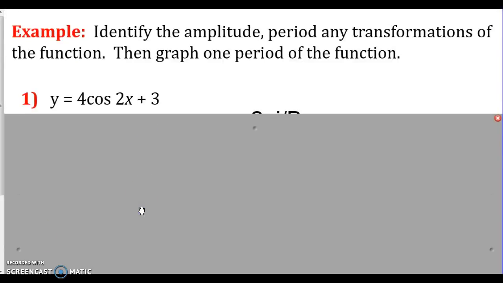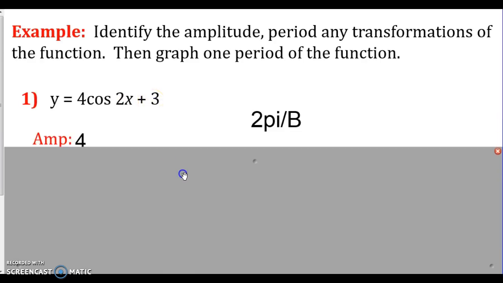So we're going to use the function 4 cosine 2x plus 3. We need to identify the amplitude, period, and any transformations for this function. Well, first off, I'm seeing a 4 out front. That's my A value. This 2 right here, that's my B value. That'll help me find the period of the function. And lastly, this plus 3, that is a vertical shift.